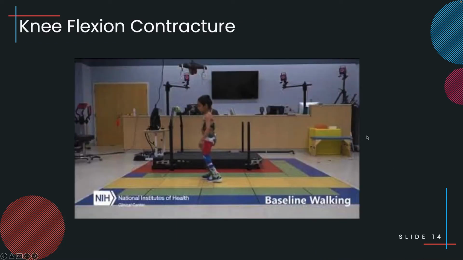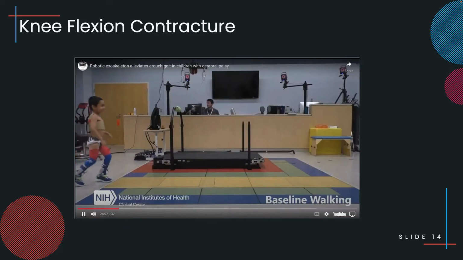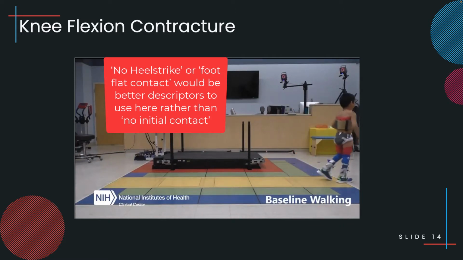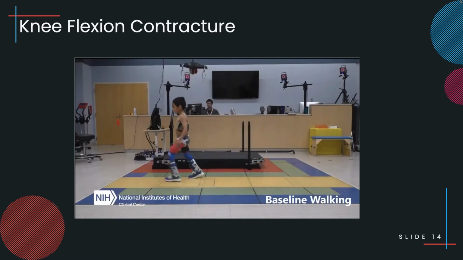And so we're going to take a look at this. If you look at his weight acceptance, you'll see that he doesn't have initial contact, and he's excessively flexing at his knees, which is putting increased demand on his quads.